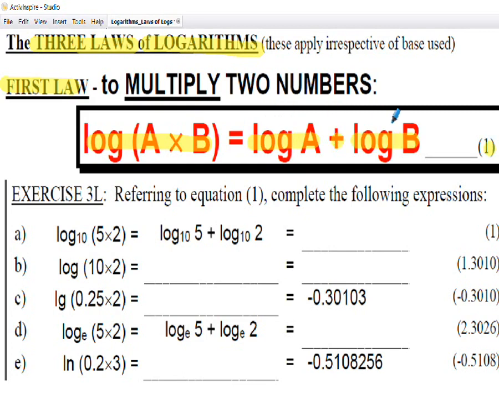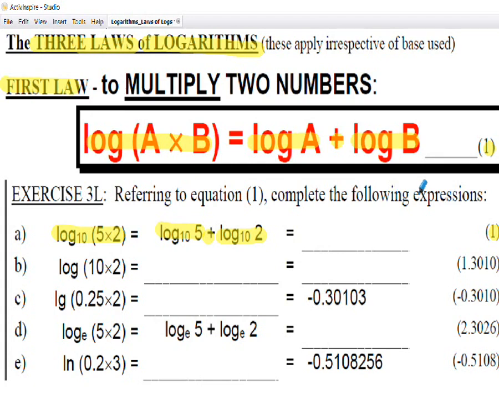That's law 1. So in the example shown in exercise 3L here, we've got log to the base 10 of 5 times 2, where a would be my 5 and b would be my 2. That's the same as log to the base 10 of 5, log of a, plus log to the base 10 of 2, log of b. If you work that on your calculators, you'll find that's the value of 1. So whether you type in log to the base 10 of 5 times 2, or you type in log to the base 10 of 5 added to log to the base 10 of 2, you'll get the same answer.